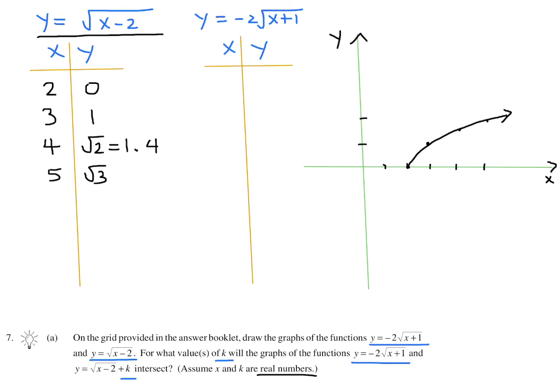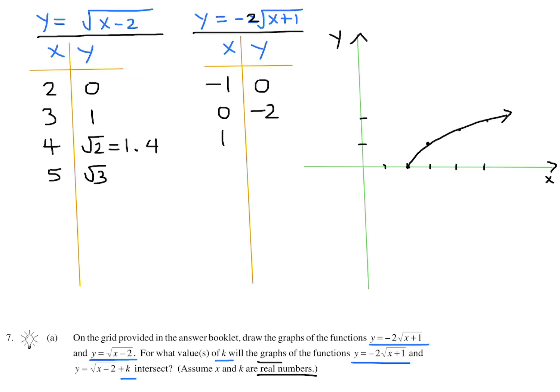And now let's work with this next one here. y is equal to minus 2 times the square root of x plus 1. Similarly, when x equals minus 1, y is 0, and that's where the graph starts, because otherwise you would have a negative under the square root, and you can't have that because we're dealing with real numbers. When x is 0, we've got minus 2.